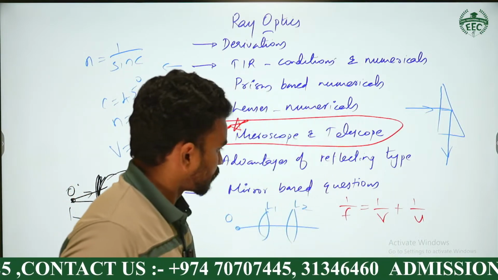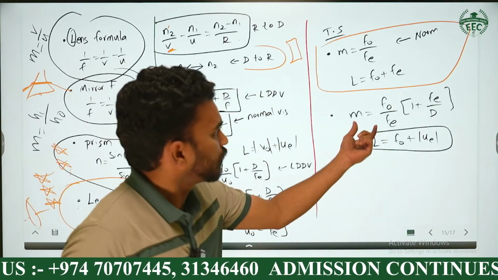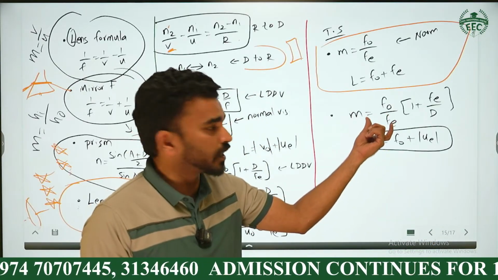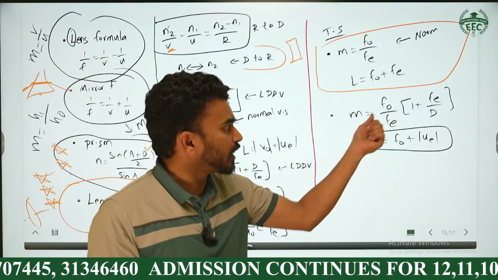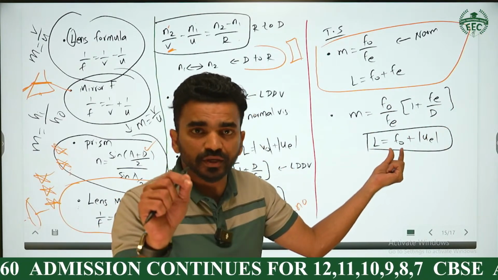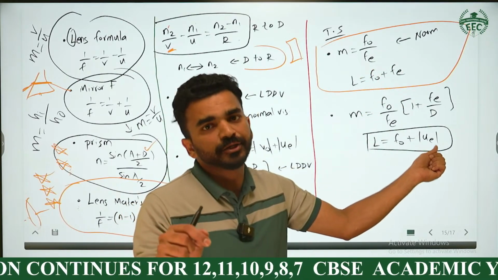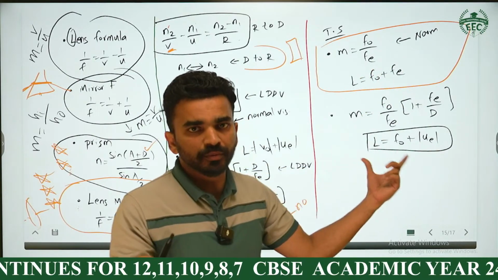And in the case of a telescope under least distance of distinct vision setting, the formula is fo by fe into 1 plus fe by D. And what's the tube length in that particular case? Remember, it's not the normal vision tube length formula: it is fo plus magnitude of ue. Magnitude of ue. Remember, it's very important.